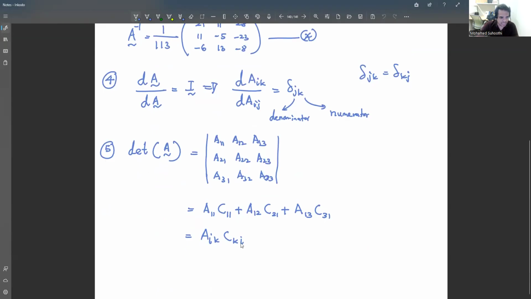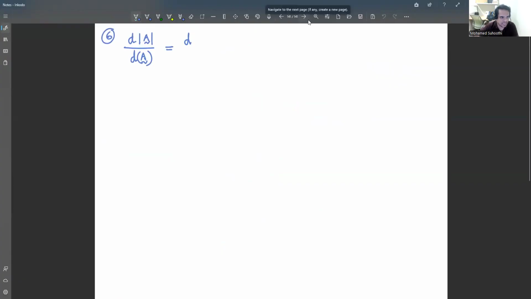What is that? A_IK C_KI, right? Because this is a scalar, there should be no free index. I is a repeated index, K is also a repeated index. So determinant of A is A_IK C_KI, and I'll put a bracket and differentiate with respect to A_IJ. A is A_IJ.